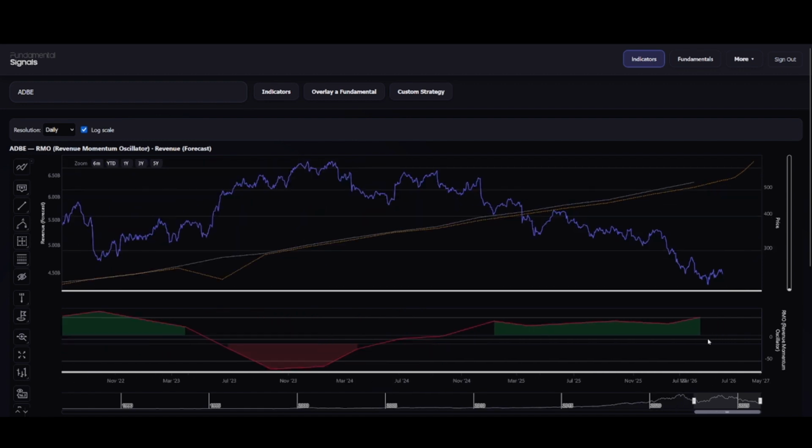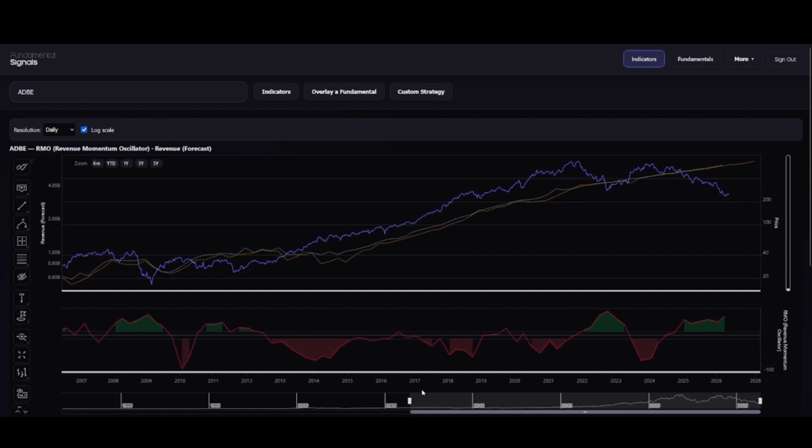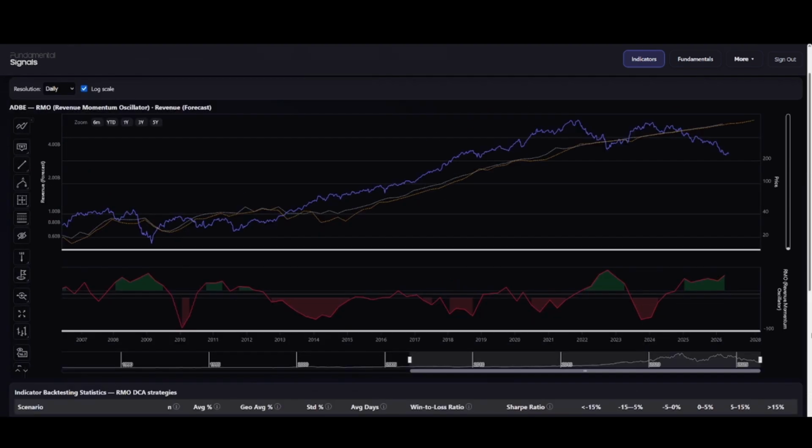It keeps on growing. It's not stopping. It's growing in the future. So the estimate is that it's going to go up. But the price does not care. Still going down.